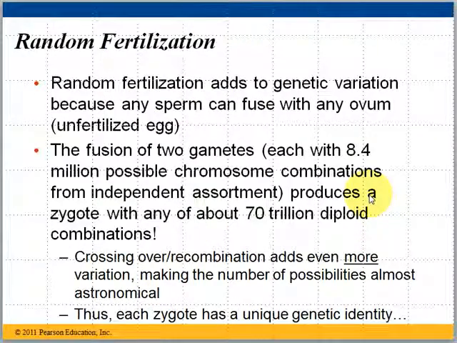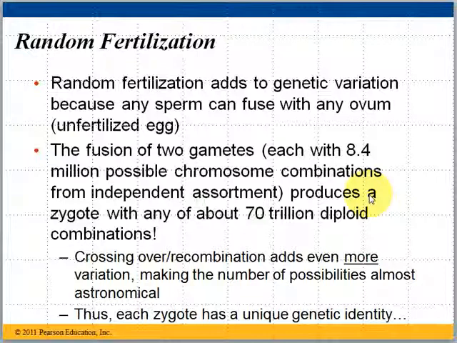Last but not least, the last thing that allows for such a huge variety is what we call random fertilization. And random fertilization means that any egg can fuse with any sperm. So any sperm can fuse with any ovum, which is an unfertilized egg. And when two animals reproduce, there's no particular way to know which sperm is going to combine with the available egg. And there are hundreds, thousands of potential combinations.